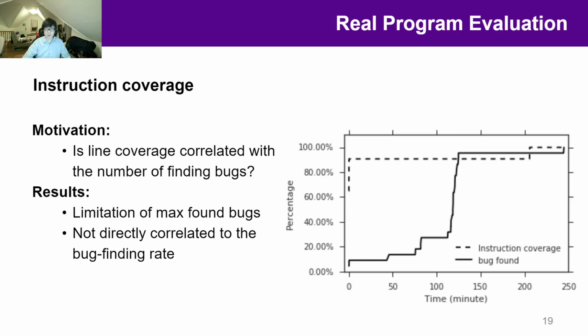From this experiment, we found that although line coverage bounds the maximum number of bugs found, for example, the last bug shown in this figure, it is not directly correlated to the bug finding performance. This implies that in many cases, we cannot claim bug finding performance depends on line coverage measurements alone.